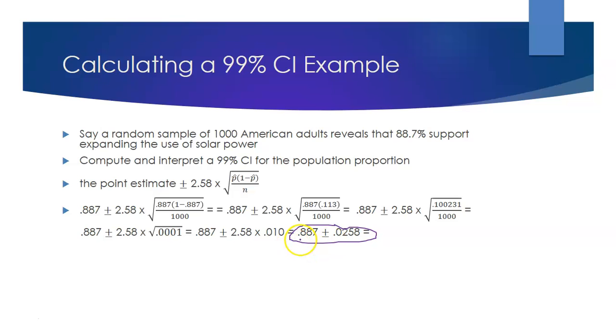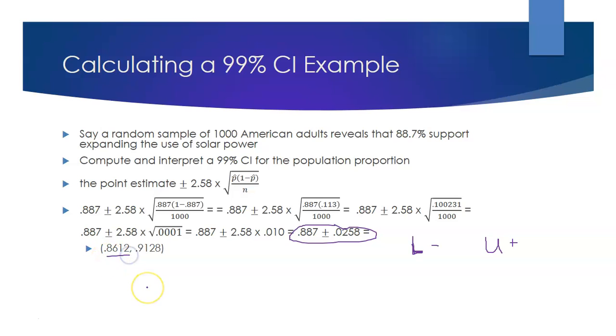So we would need to get the lower end, I'll put L for lower. To get the lower end of the confidence interval, we are going to use subtraction. So 0.887 minus 0.0258 gives us the lower end of our confidence interval. To get the upper end of our confidence interval, we'll do the addition. So 0.887 plus 0.0258. Okay?